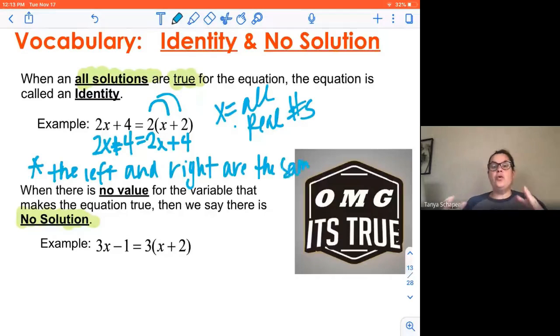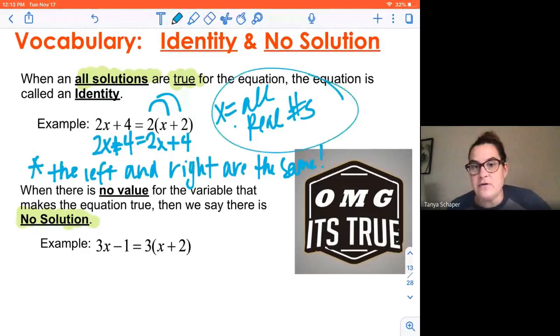Okay, so anytime you have an equation where both sides are the same, we say that it's all real numbers. That's what we write down for the solution. No matter what I put in for x, it's going to make that equation true, because that's what solutions do. They make that equation true.